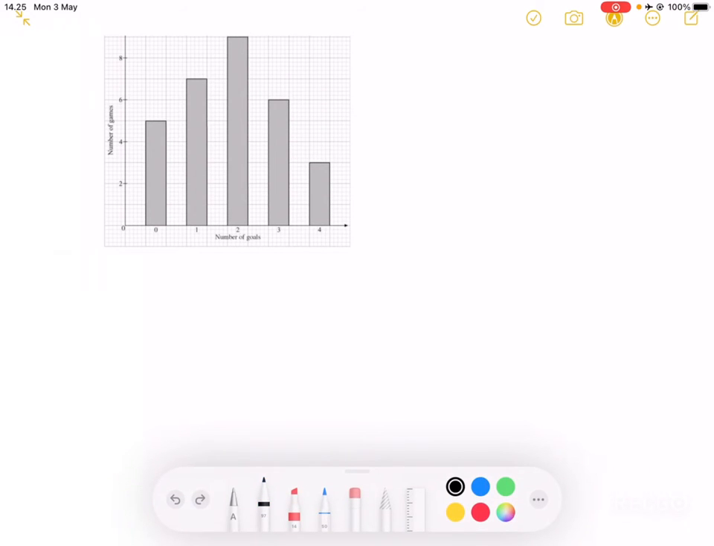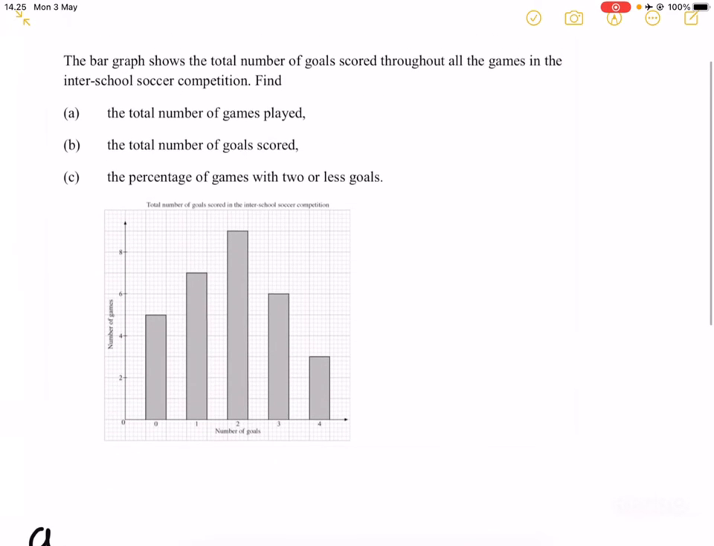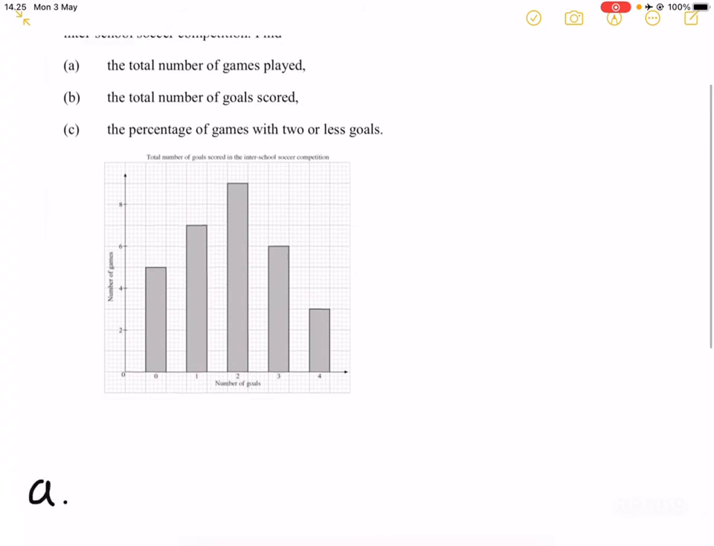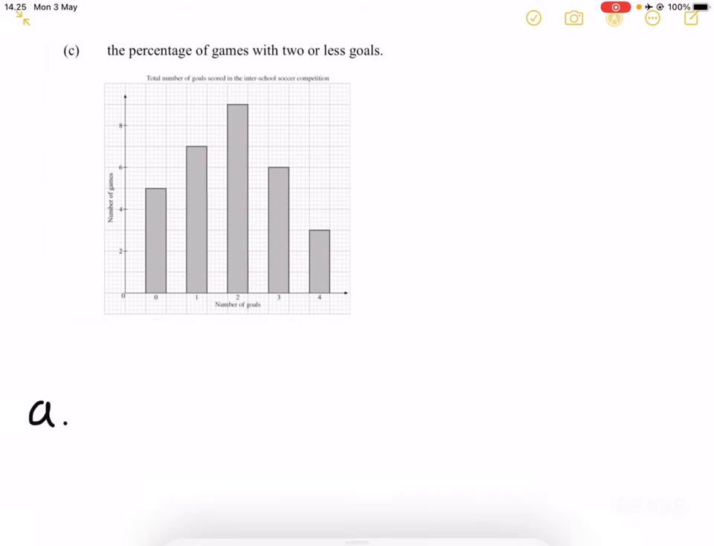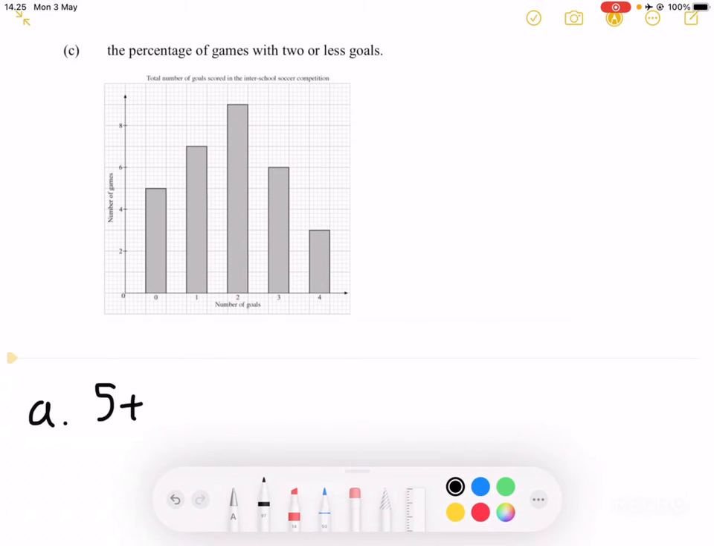Let's start off with part A, which is something very simple. We can just sum up all the frequencies of each bar. So we can have 5 plus 7 plus 9, which is the third bar, sorry, plus 6 plus 3. And you will leave with an answer of 30.